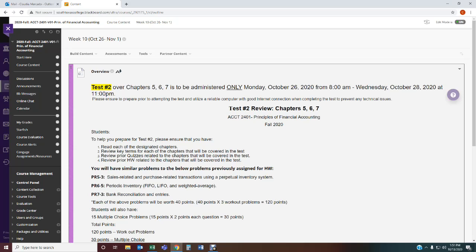So if you're one of the students that is not doing very well, make sure that you go back, you review the content, and you utilize that second attempt to try to improve your grade. My recommendation is that if you don't get at least a 70% on the first attempt, you use the second attempt to try to improve your grade.